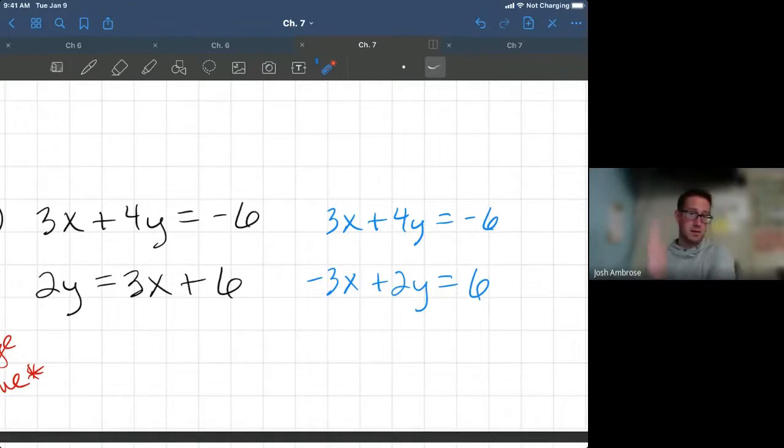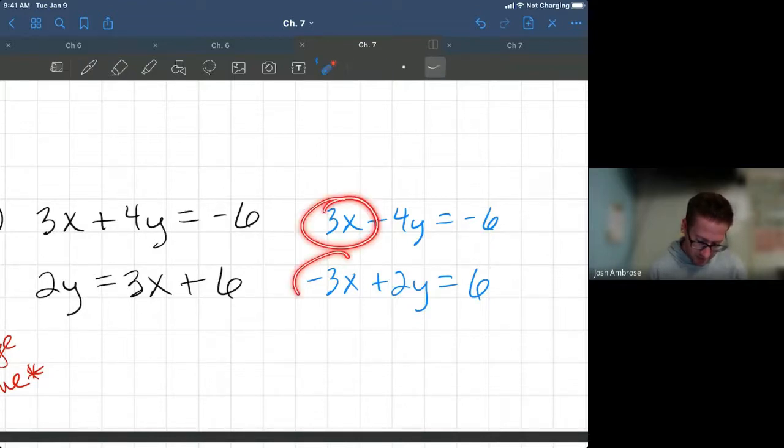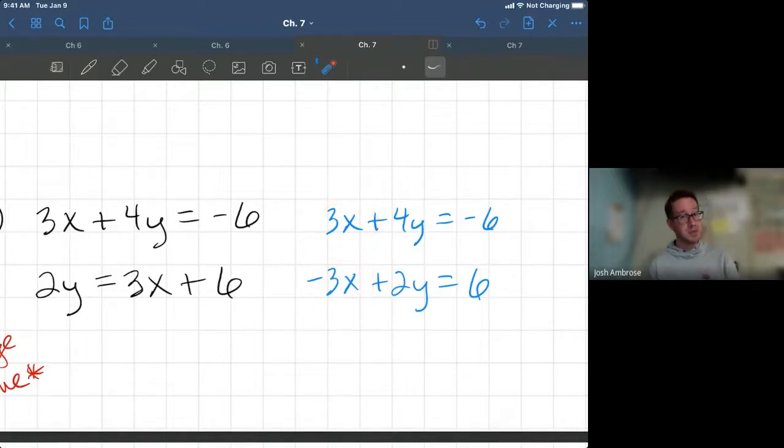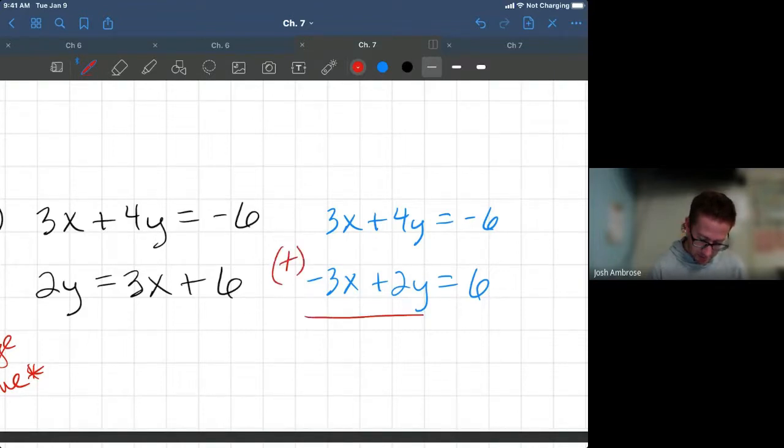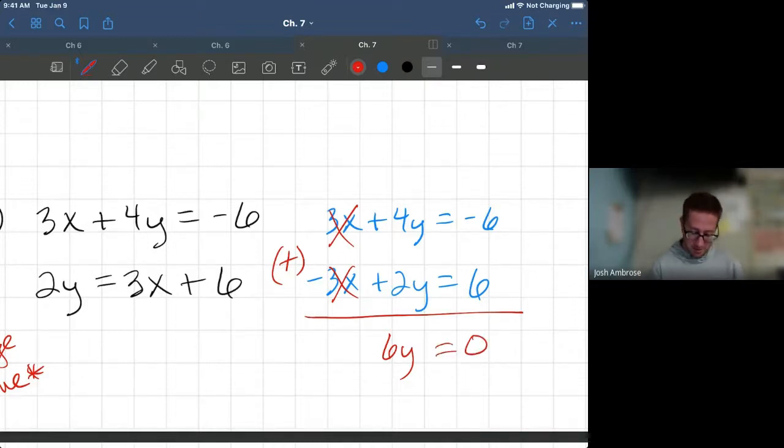X, y, equal sign. All right, so now we are going to be looking at eliminating the 3x and the -3x, and they are opposite signs, which means we are going to be using addition. All right, these guys cross out. 4 plus 2, 6y. Negative 6 plus 6, that is 0. Okay, so therefore y equals 0.